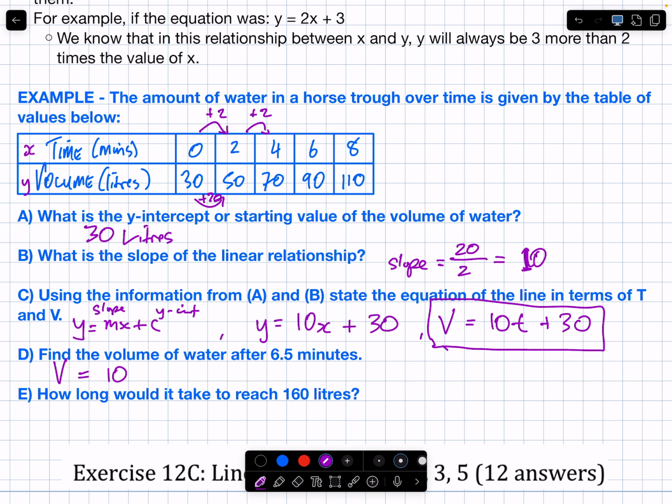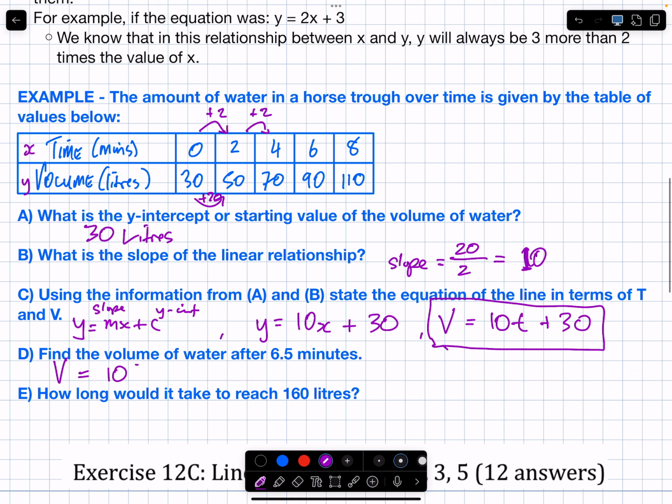6.5. So 10 times by 6.5 plus, what does the equation say? Plus 30. So volume is going to be, what's 10 lots of 6.5? That's going to be 65 plus 30. 65 and 30, 95. There's going to be 95 litres of water after 6.5 minutes. Why did we get that fast? Because we developed the equation and I didn't need to fill in this table to find 6.5.